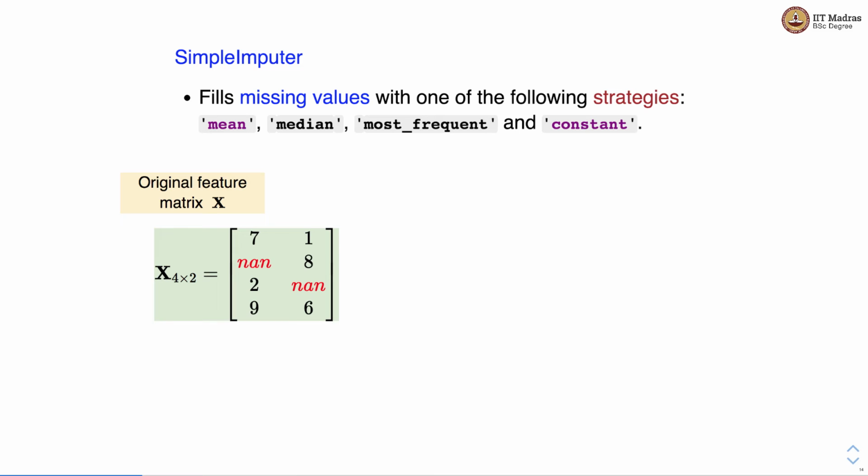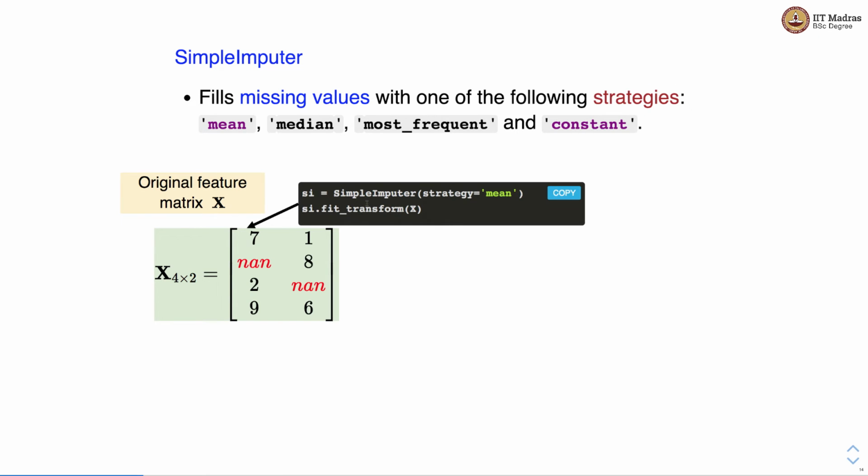Let's take a concrete example. Here we have 4 samples and 2 features. So we have a feature matrix X with shape 4, 2. In the first feature there is one missing value, and in the second feature there is also one missing value. In the first column the missing value is present in the second sample, and in the second column the missing value is present in the third sample.